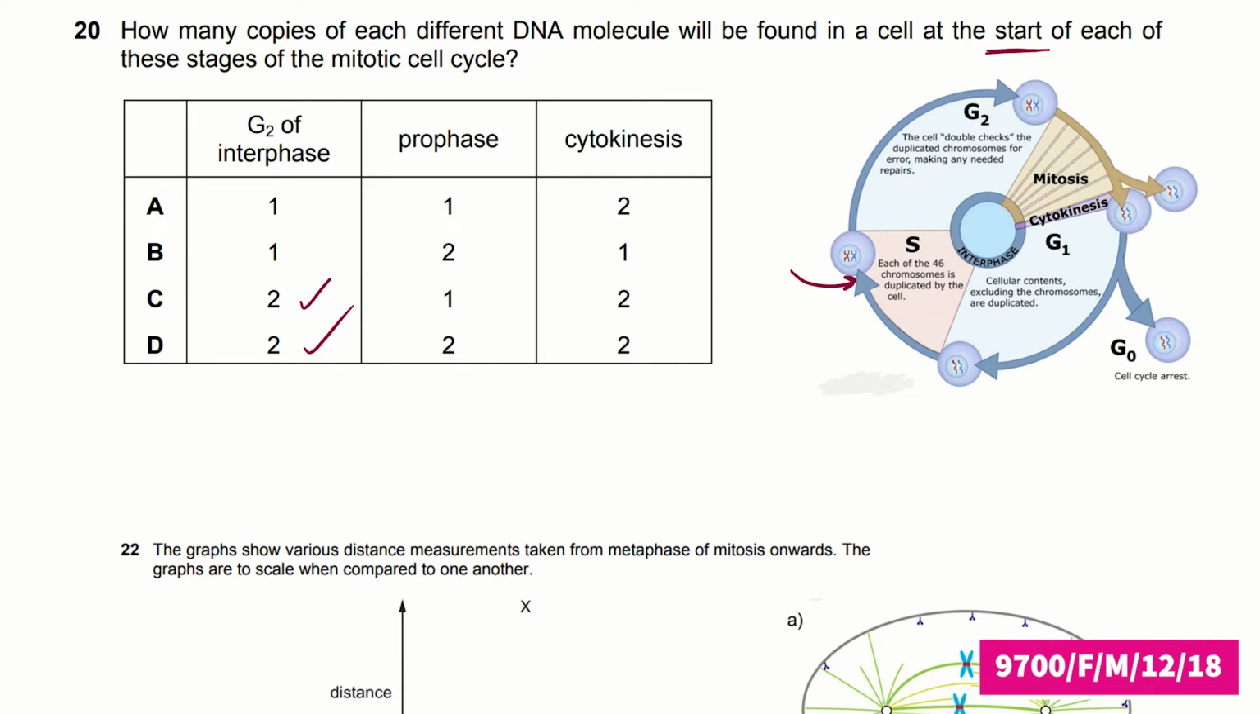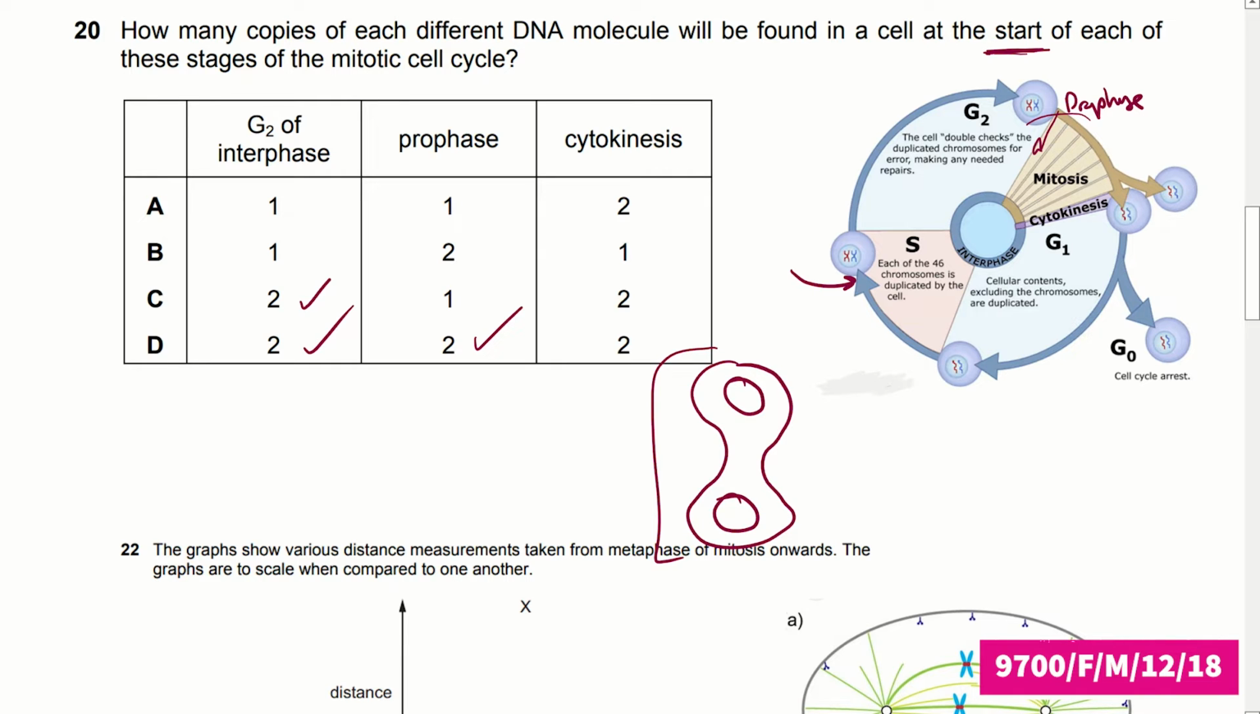Now, during prophase, and prophase is the start of mitosis. Then metaphase, then anaphase, then telophase. During prophase, the number of DNA is still the same. It hasn't been halved or divided. From G2 to mitosis, it's still the same number. Therefore, it's also going to be 2. Now here, for cytokinesis, the key here is because the question is saying at the start of each of these stages. At the start of cytokinesis, the cell hasn't yet divided. Therefore, it would look something like this, with 2 nuclei. Therefore, the full cell would still contain 2 copies of DNA before it has been divided. Therefore, the answer must be D.